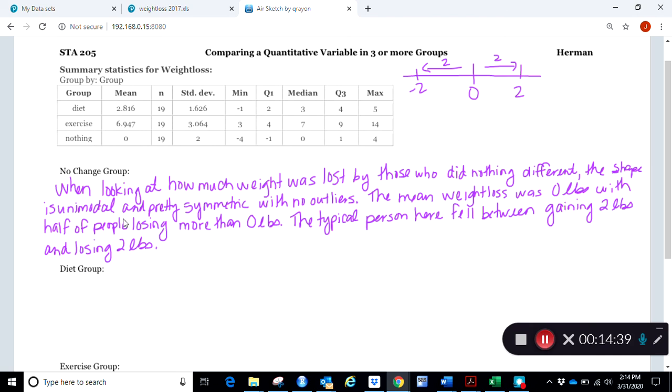Now these are the same 4 characteristics we've been doing for a long time, so try the diet group and exercise group on your own, and you can see if you agree with me.